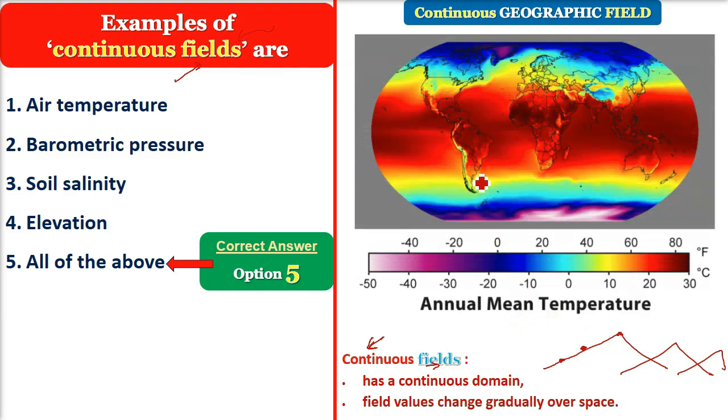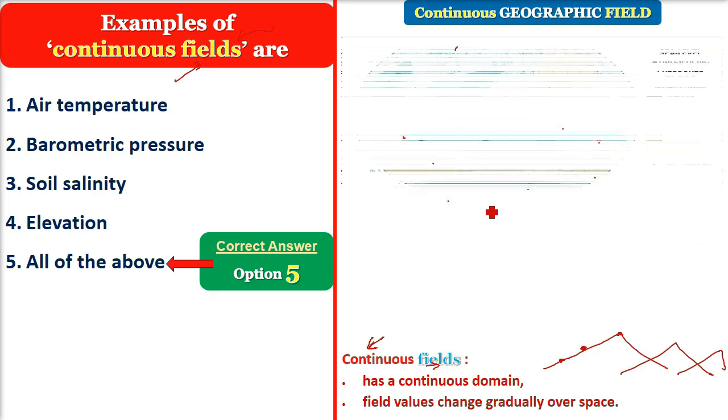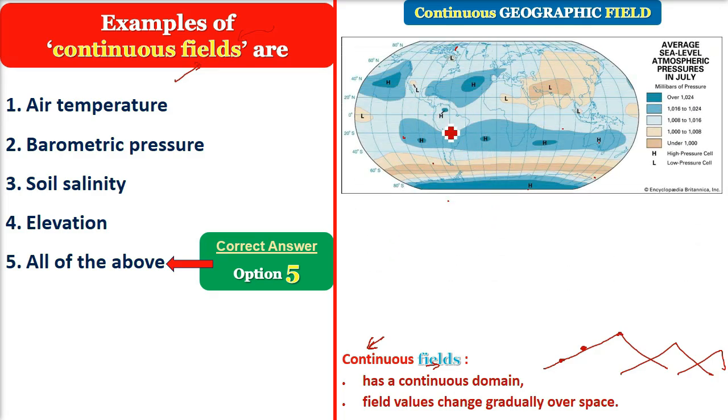So we have air temperature as an example of a continuous field. This is the air temperature of the world, but even outside this world, air temperature can be a geographic field because it's naturally occurring, and every point will give you an air temperature. Same explanation goes for barometric pressure also, because pressure is everywhere and every point can be measured. Since it is a geographic field, it is a continuous field.